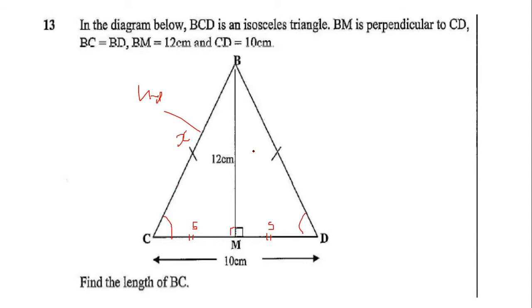So using Pythagoras theorem here, because Pythagoras theorem is used for solving sides of a right-angled triangle, we are simply going to say BC squared is equals to BM squared plus CM squared. So CM squared.